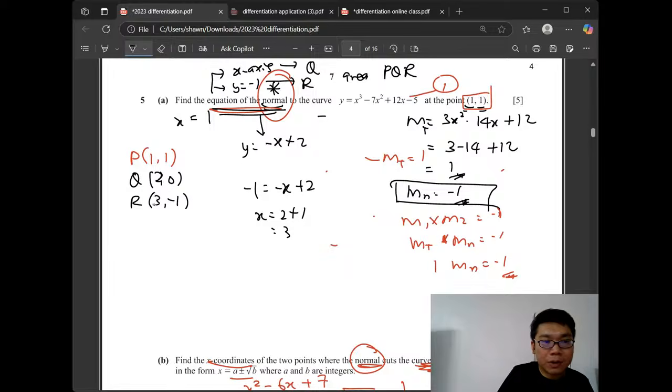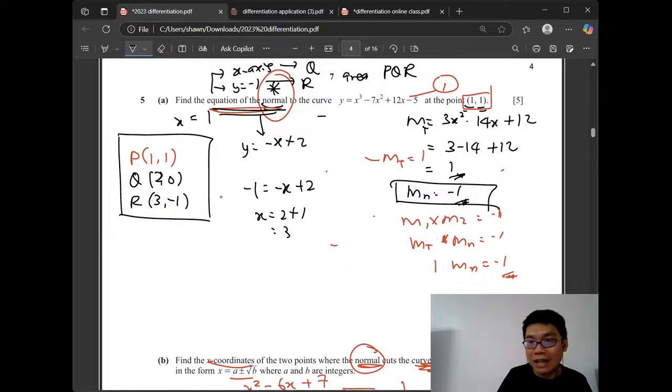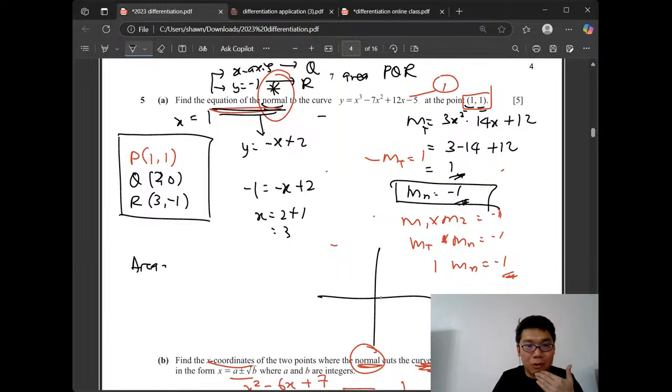So x is 3. After we gather the 3 coordinates, we need to find the area of PQR. Can you see this question? We do not have any length that is parallel to the x-axis or y-axis, so we cannot use half base times height.